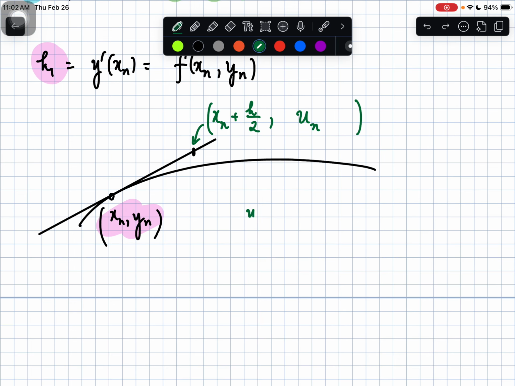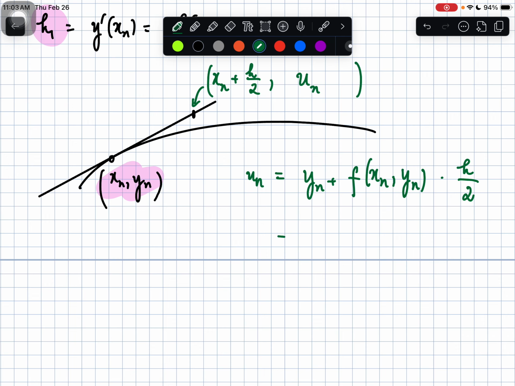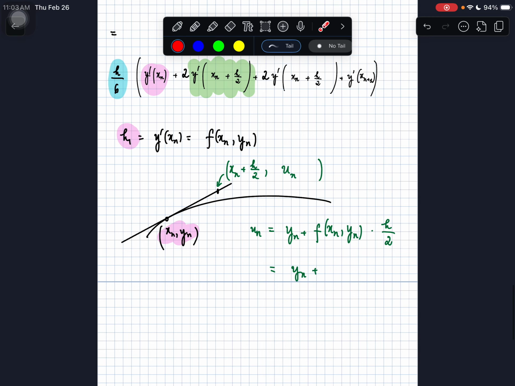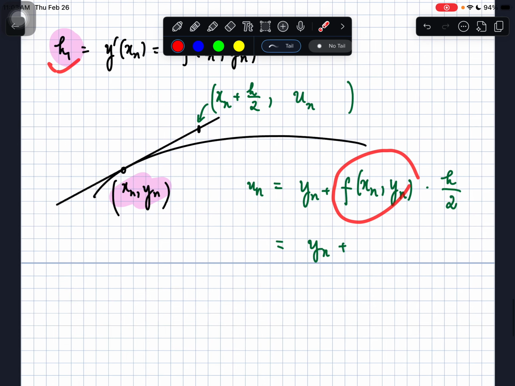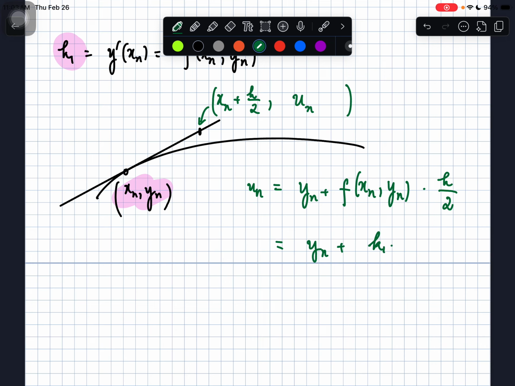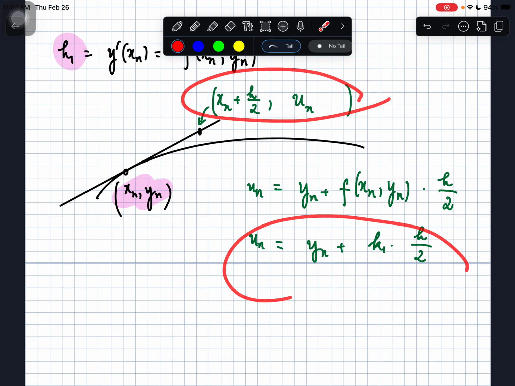Un is actually yn plus f xn yn times h over 2, equal to yn plus these terms we call k1, so this is k1 times h over 2. This is un. So we have a new point right here, this point.